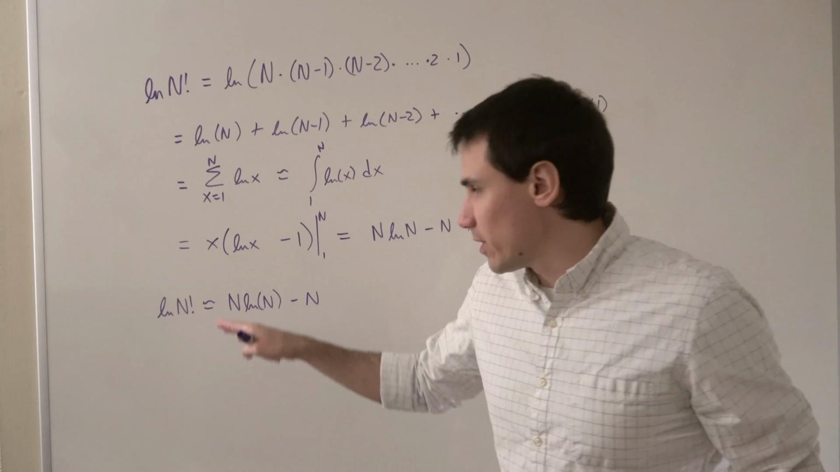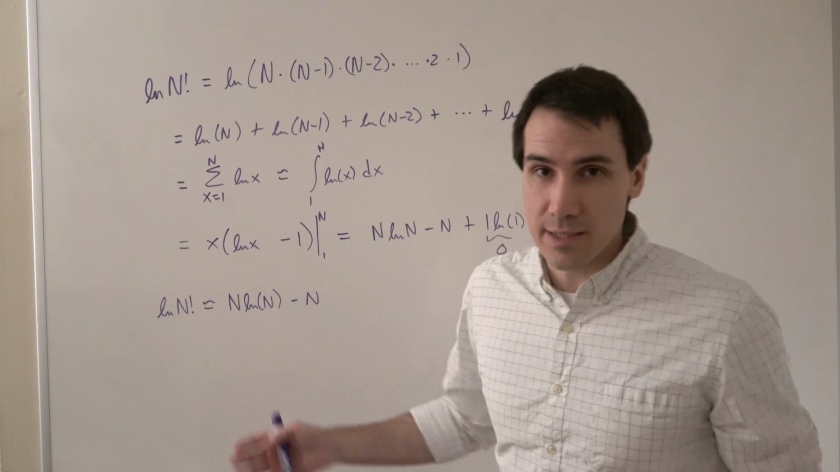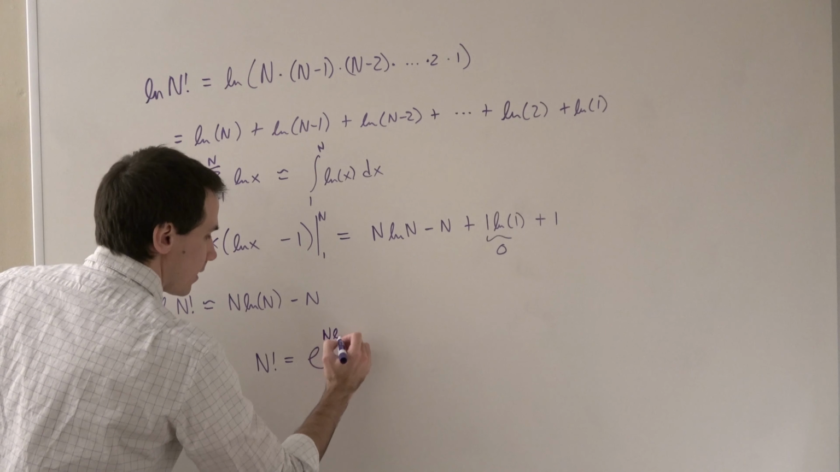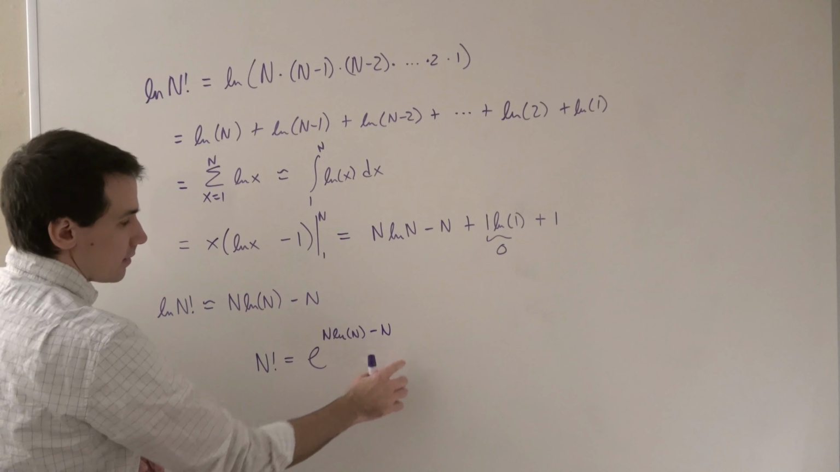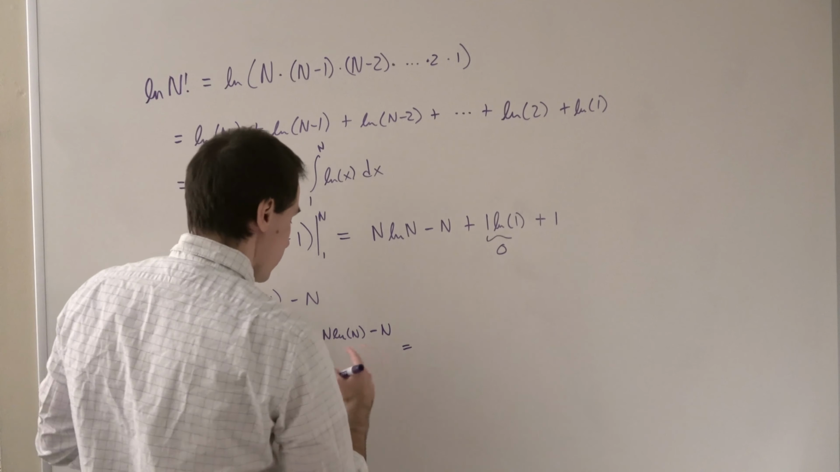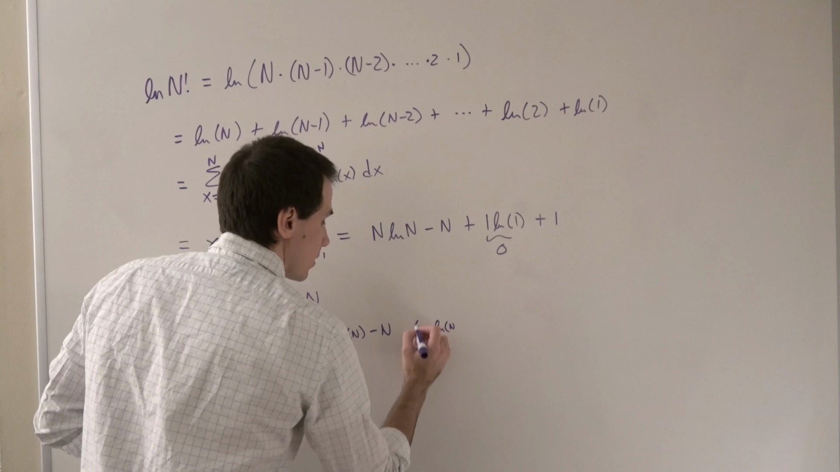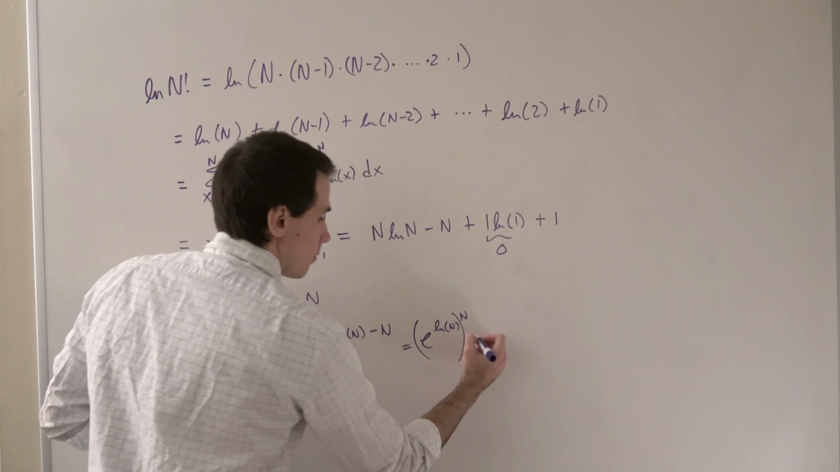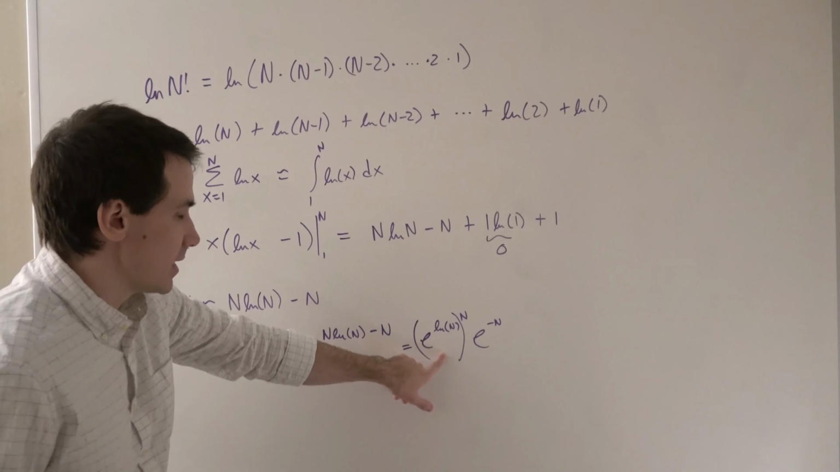We can get an equation for n factorial without the natural log by taking e and raising it to both sides to undo the natural log. And what we find is that n factorial looks like e raised to the n natural log of n minus n. And we can further, let's call this e raised to the natural log of n raised to the n, multiplied by e to the negative n. And then this turns into n to the n times e to the negative n.